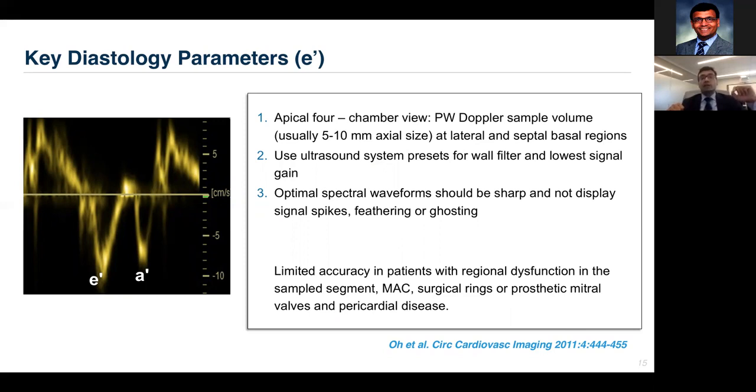And the issues that arise with its measurement are typically in patients where there may be less reliance on its measurement. And those are presence of mitral annular calcification, or if there is a prosthetic surgical ring or prosthetic material, pericardial disease, where there may be more restrained movement of the annulus. In this situation, there may be some challenges to getting the exact value of E prime.